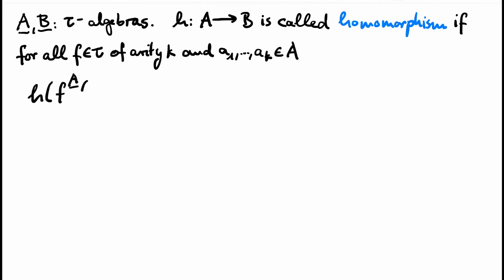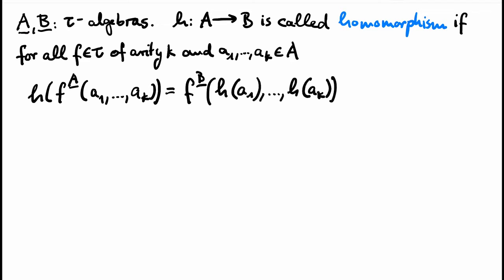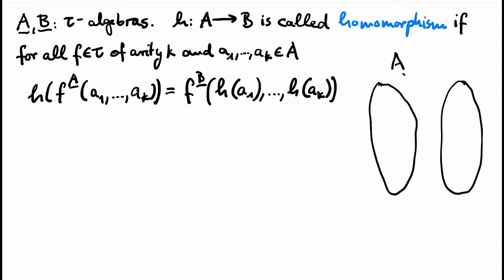Instead of first applying f to a1 up to ak and then applying h, we can also first apply h to each of a1 up to ak and then apply f to the resulting k-tuple, and we will get the same value. On the right, I draw an example of a homomorphism from the easy situation where tau has a single unary function symbol.